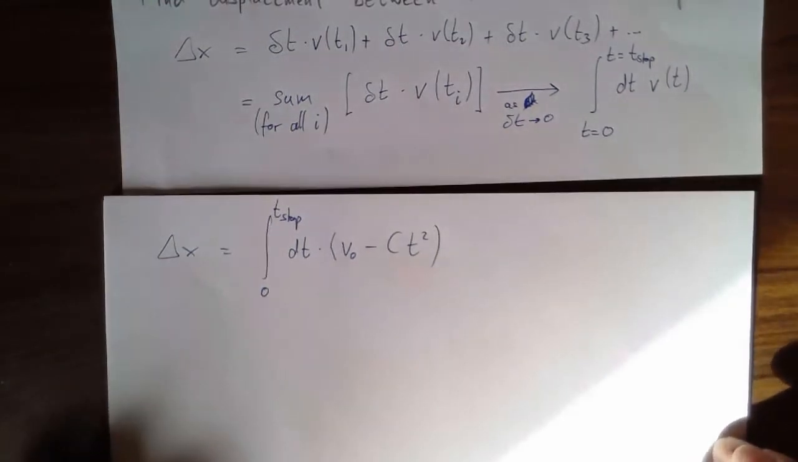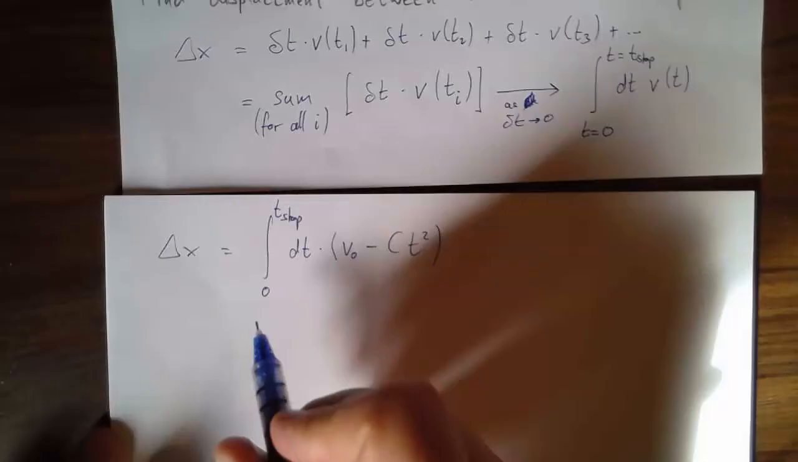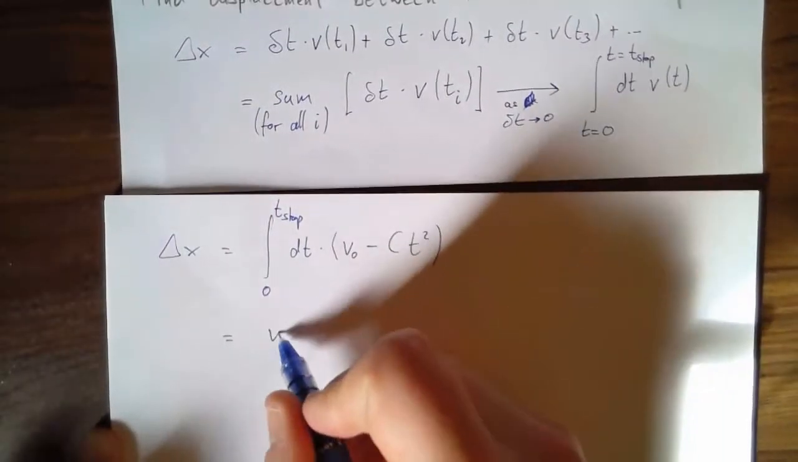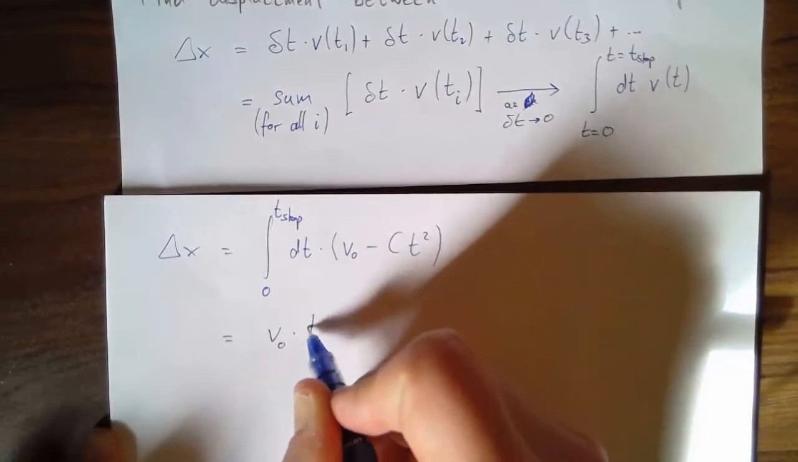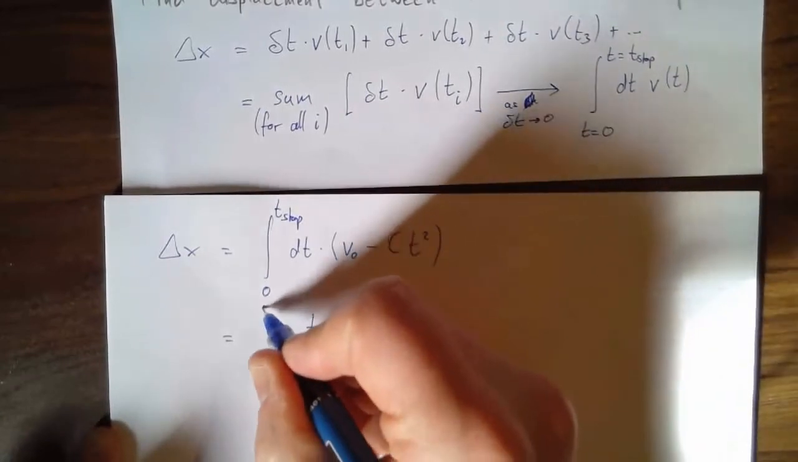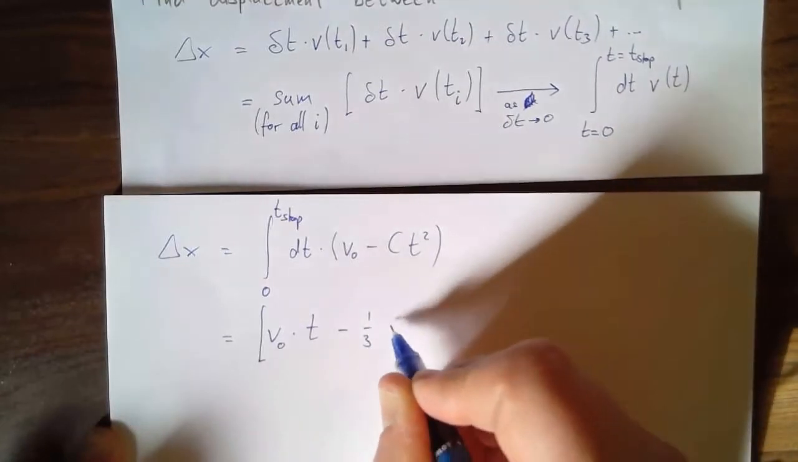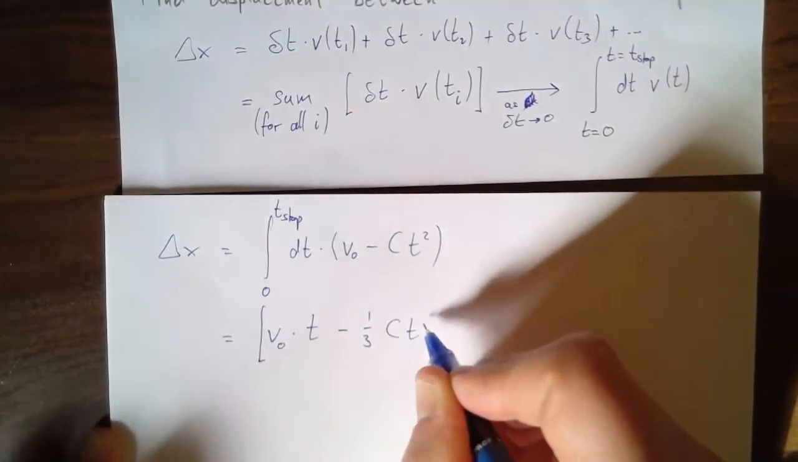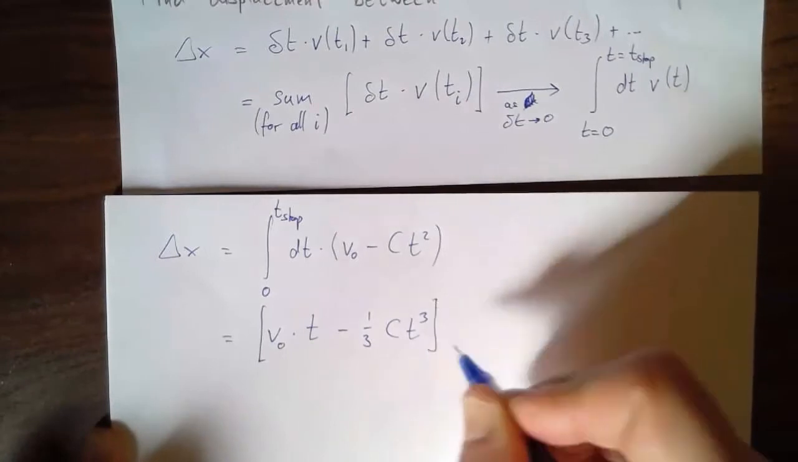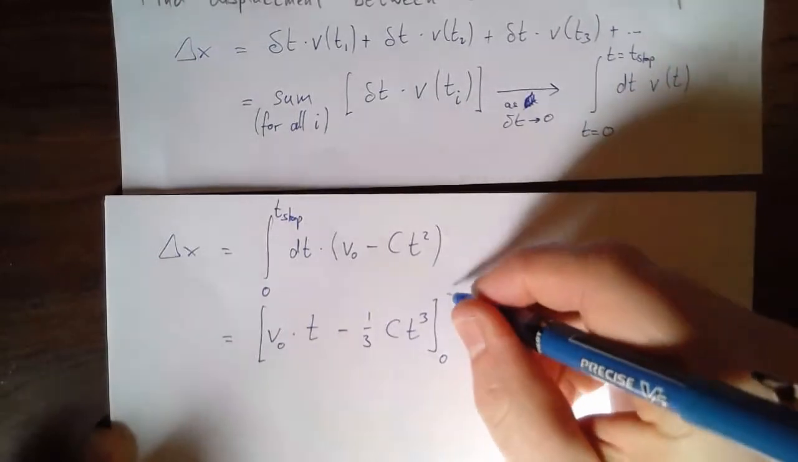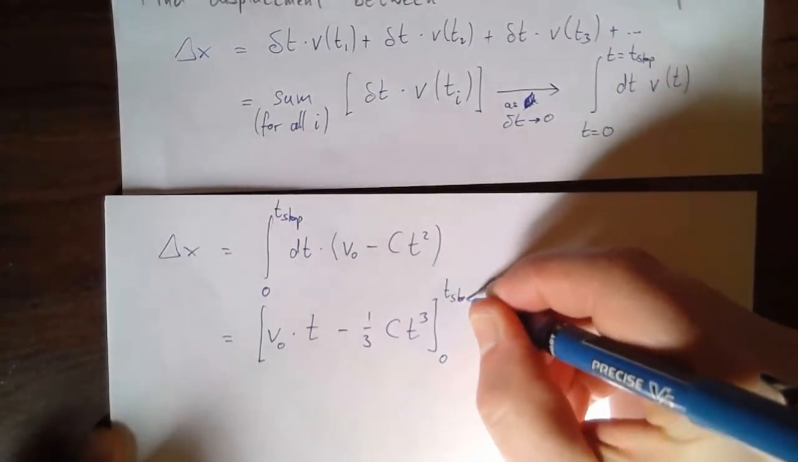And now we just use the rules of integration. I assume you know those, right? You know those from your calculus course. So let's just work this out. This is going to be v naught times t minus 1/3 c t cubed evaluated between 0 and t stop.